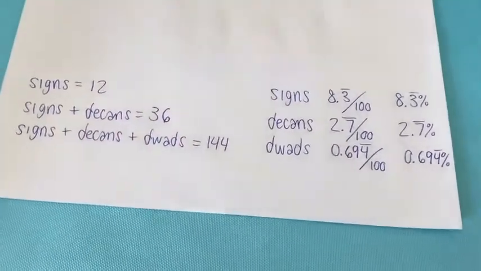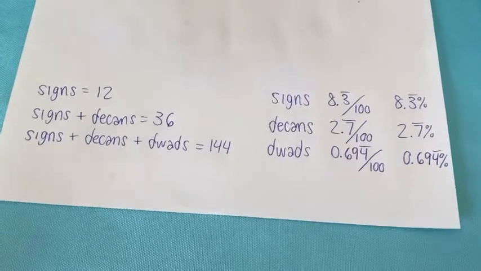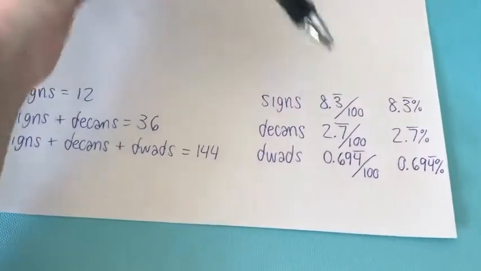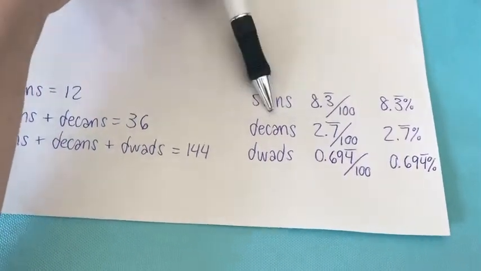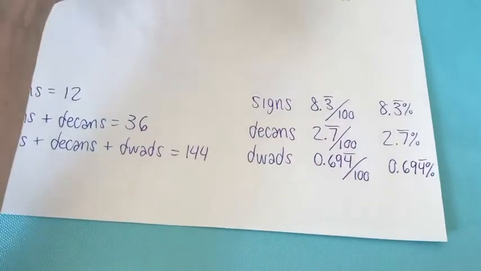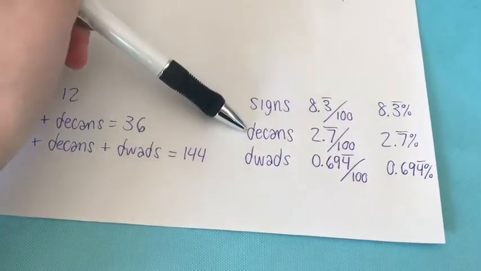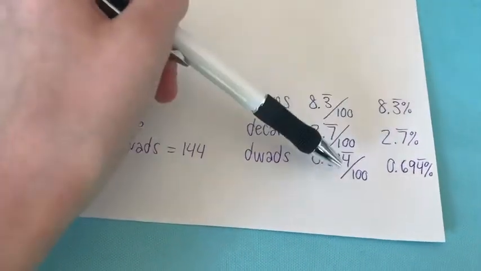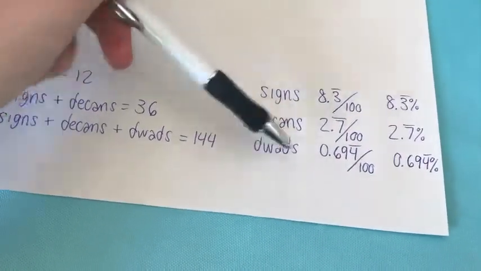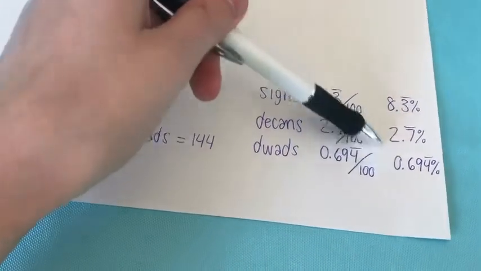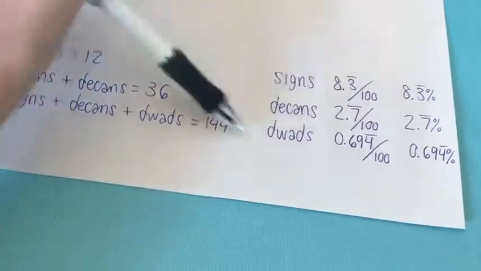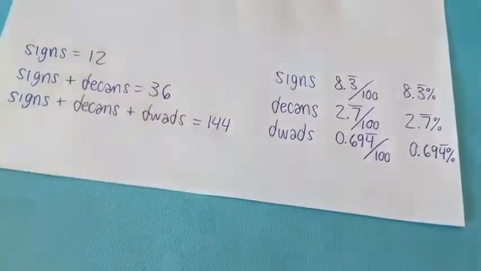So when people say that zodiac signs and astrology aren't real because they're too general, look at your decans and dwads. All right, because if you just look at the zodiac signs, there's an 8.3% chance that someone could be the same sign as you. If you look at the decans, there's only a 2.7% chance that someone could be the same sign combinations as you. If you look at your dwads, there is less than a 1% chance, okay? It is a 0.694% chance that someone could have the same sign, decan, and dwad as you.